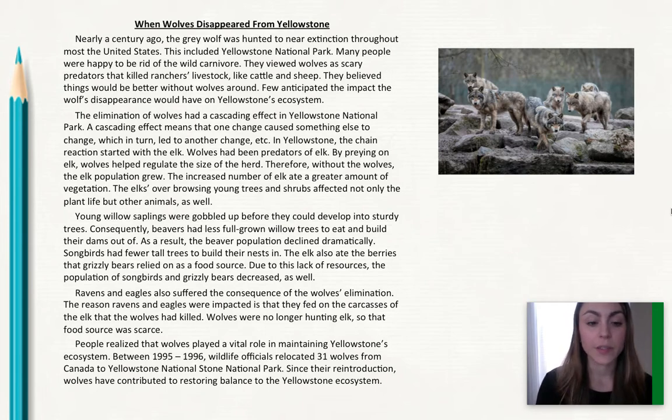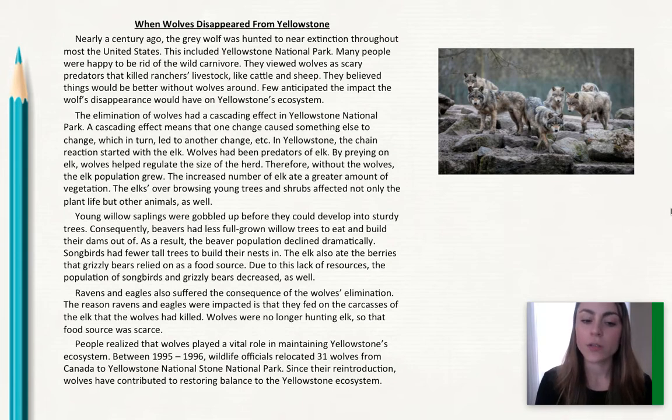Young willow saplings were gobbled up before they could develop into sturdy trees. Consequently, beavers had less full-grown willow trees to eat and build their dams out of. As a result, the beaver population declined dramatically. Songbirds had fewer tall trees to build their nests in. The elk also ate the berries that grizzly bears relied on as a food source. Due to this lack of resources, the population of songbirds and grizzly bears decreased as well.